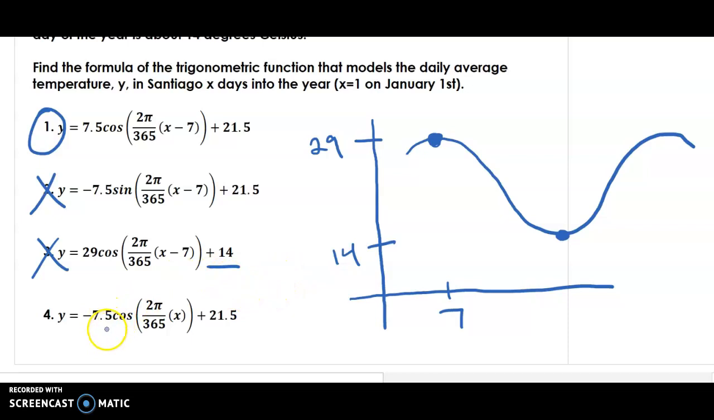Another way you could have thought about this too is that another difference you see is that option 1 is positive 7.5 for our A value. Option 4 is negative. When I look at this, this looks like a normal cosine function that has not been reflected over its midline. And so I know that that A value needs to be positive, which again reinforces my choice of option 1.